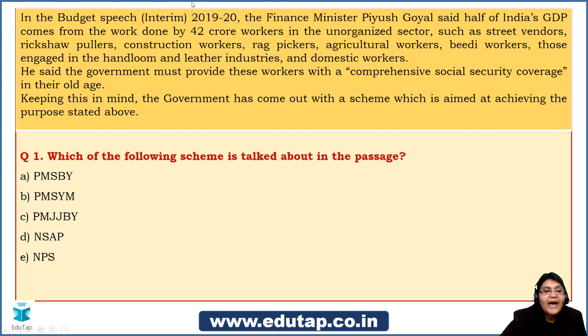Okay, so the paragraph that we're going to refer to is, in the budget speech interim 2019-20, the finance minister Piyush Goyal said half of India's GDP comes from the work done by 42 crore workers in the unorganized sector, such as street vendors, rickshaw pullers, construction workers, rag pickers, agricultural workers, bidi workers, and those engaged in the handloom and leather industries, as well as domestic workers. He said that the government must provide these workers with a comprehensive social security coverage in their old age. So keeping this in mind, the government has come out with this scheme which is aimed at achieving the purpose which is stated above, right?